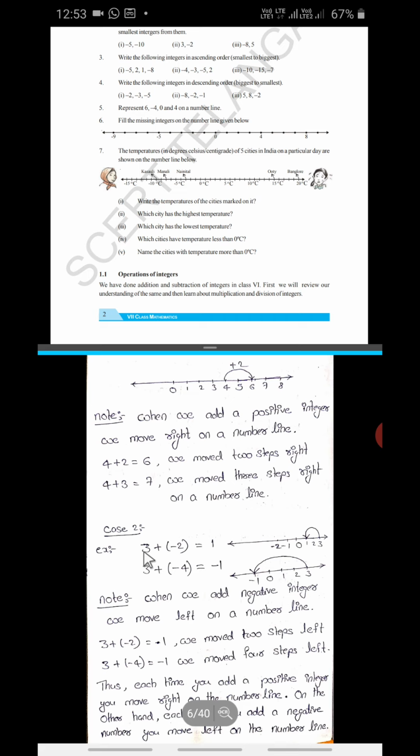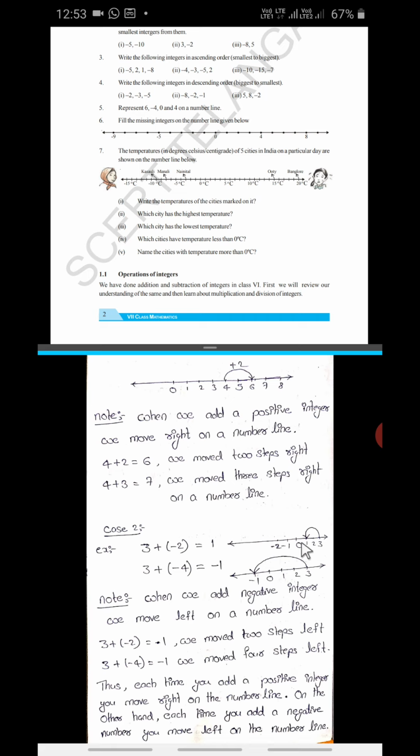So this 3 is one integer, this minus 2 is another integer. In between these two integers, I am keeping the plus sign because we are doing addition. 3 plus of minus 2. That means, in the next step, what does it become? 3 minus 2 equal to 1. The answer is 1. 3 plus of minus 2 means the next step it becomes 3 minus 2 equal to 1. So we are getting only one answer.